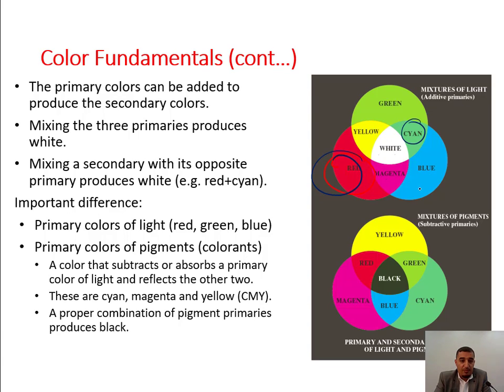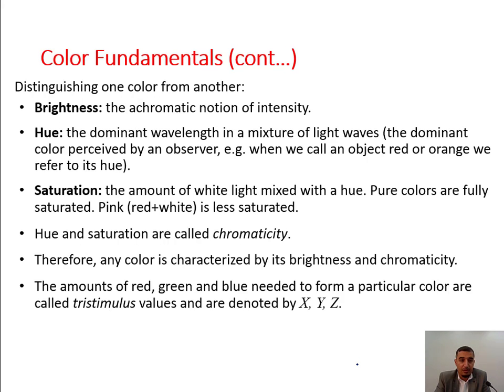Important differences: the primary colors of light are red, green, and blue. The primary colors of pigments are colorants. A primary color of pigment is one that subtracts or absorbs a primary color of light and reflects the other 2. So as you can see here, we have magenta, yellow, and cyan, and if they all intersect, we get the black color.